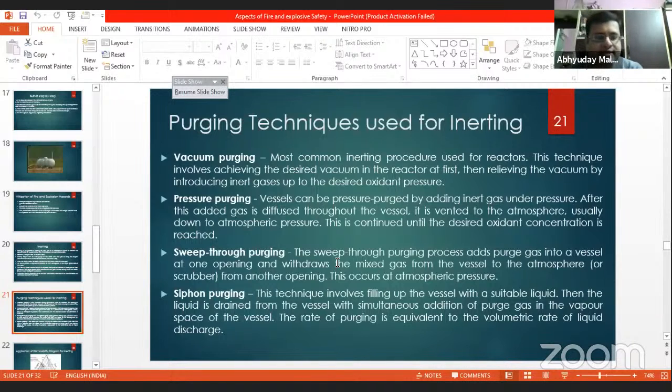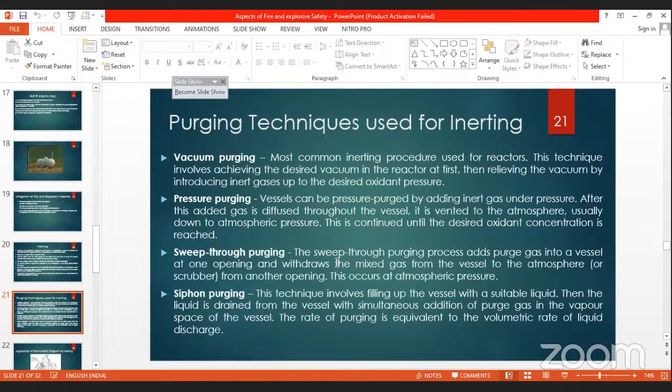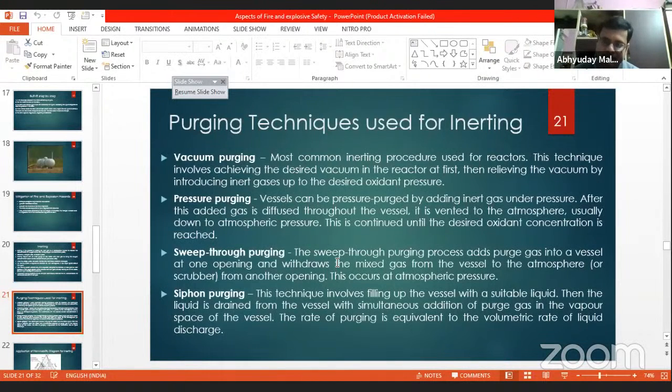The fourth method is siphon purging. This involves filling up the vessel with a suitable liquid. You completely fill up the vessel with liquid. Then by siphoning action, the liquid is drained out from the vessel. And when the liquid level drops, in the vapor space above the liquid level, you simultaneously add the inert gas. Because of the siphoning action, the liquid is drawn out of the vessel, and this movement of the liquid out of the vessel draws in the inert gas.